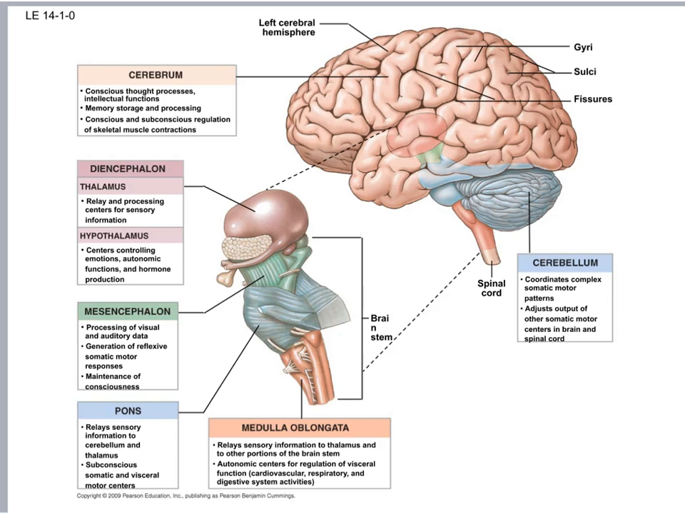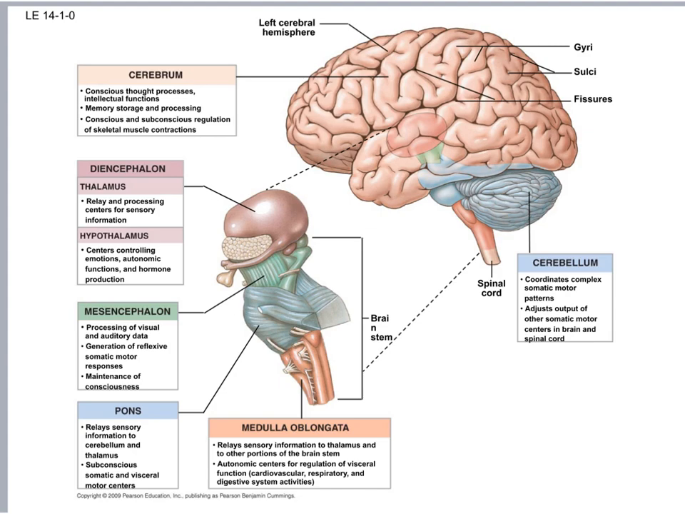Okay, so we're going to talk about the brain and the cranial nerves. We're going to start by just going over the basic parts of the brain. And then at the end, we'll talk about the cranial nerves. All right, so basically, some review for you.